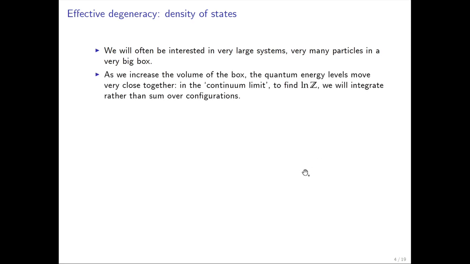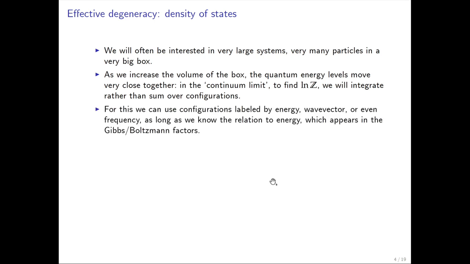We'll see that. So imagine we have a very large system, and the way to imagine that is we have our particles in a box, and we let the volume of this box get very, very large, and if you look at the quantum energy levels, they'll get very close together. We'll see this explicitly in what follows. And so in this continuum limit, we imagine our energy levels form some continuum effectively. We'll want to find the log of the grand partition function, and we'll see that we have to integrate rather than sum over configurations.